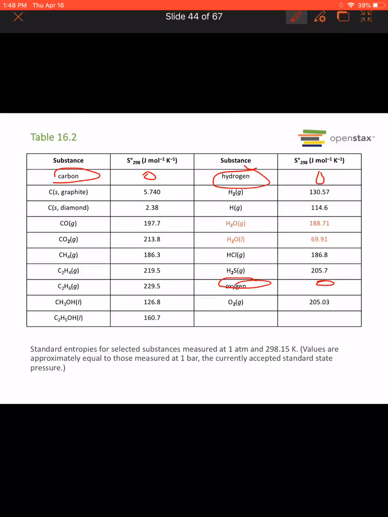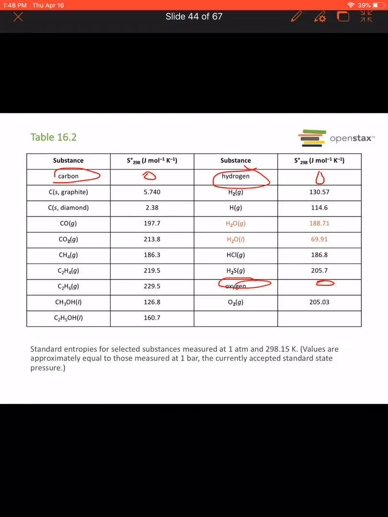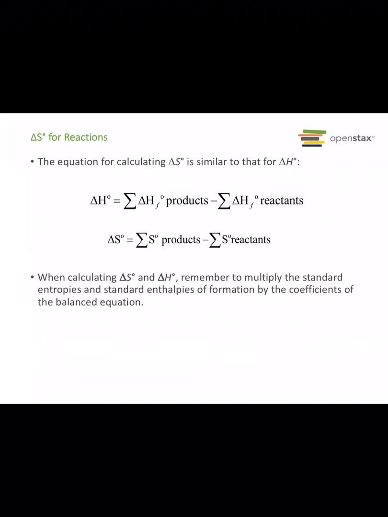But here are the S values for molecules or atoms or compounds that are not perfect or not pure. So how do we calculate delta S of a non-perfect or non-pure system? It's going to be delta S is equal to the sum of your products minus the sum of your reactants. This should look very familiar because we did this a few chapters ago when calculating delta H.